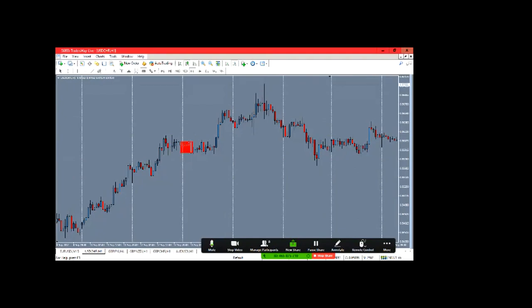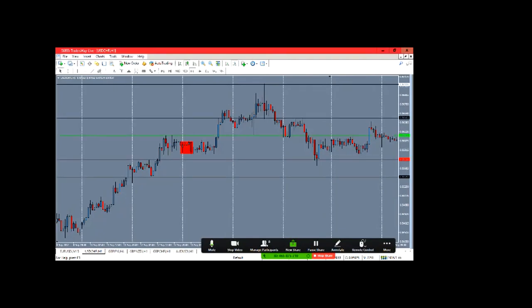Instead of you having to count, I'm going to draw a box, and it does the work for me. If the market comes to this red line, it's going to enter me into a sell. My take profit is right here. If the market comes to this green line, it's going to enter me into a buy. This is 10 pips, and this is 20 pips. Actually, there's more.